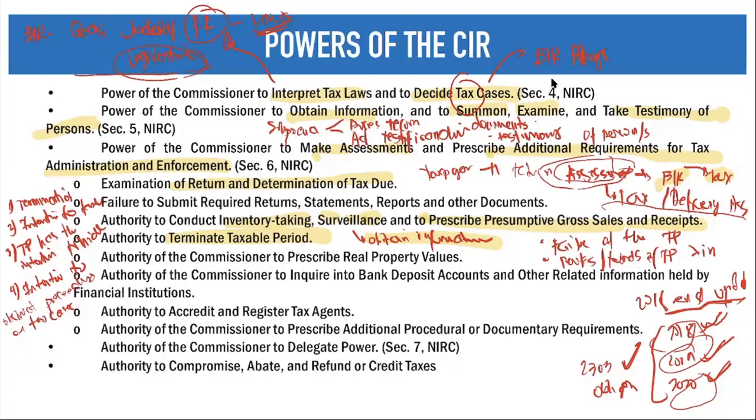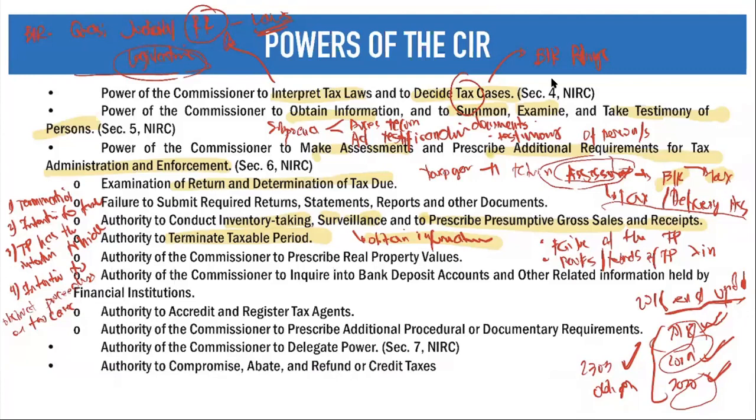Okay, so the CIR can terminate taxable period. When we say terminate your taxable period, that is your cancellation of your certificate of registration. And what are the conditions wherein there is a termination of taxable period? We have the four. First, termination of business or retirement of business. Second, if there is an intention to permanently leave the Philippines. Third, if the taxpayer has the intention to hide or conceal his properties. Fourth, if there is an intention of the taxpayer to obstruct the proceedings on a particular tax case.